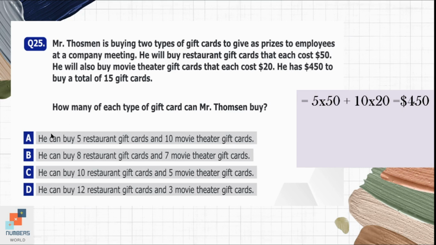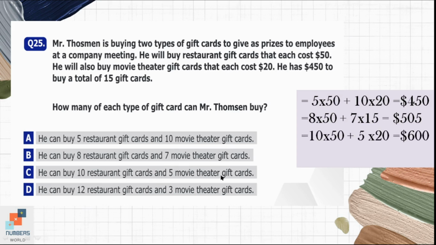So option A is our expected answer, but we will check other options as well. Option B is he can buy 8 restaurant gift cards and 7 movie theater gift cards. So he will have to spend $505 to opt option B. And option C is he can buy 10 restaurant gift cards and 5 movie theater gift cards, which will make a total of $600. And option D is he can buy 12 restaurant gift cards and 3 movie theater gift cards. So the total is $660.